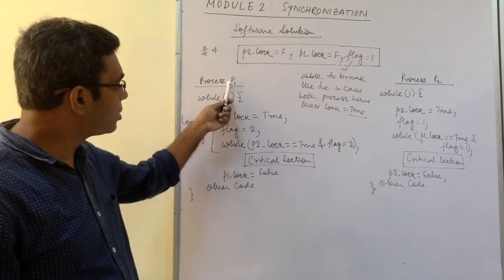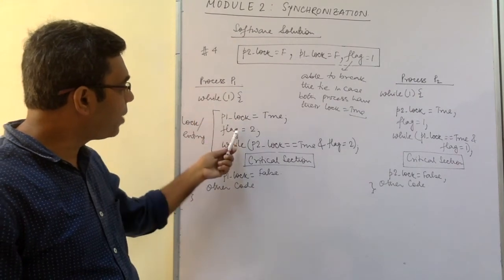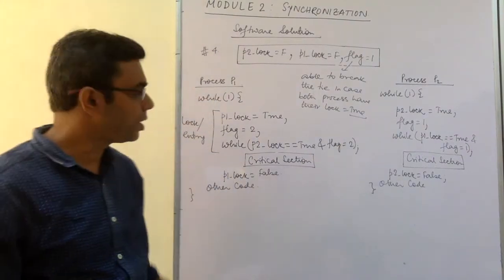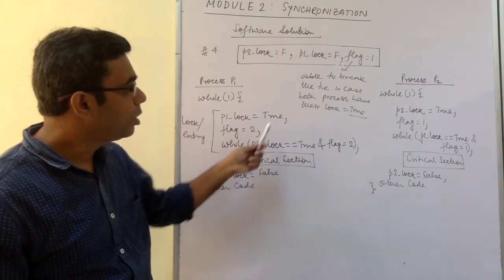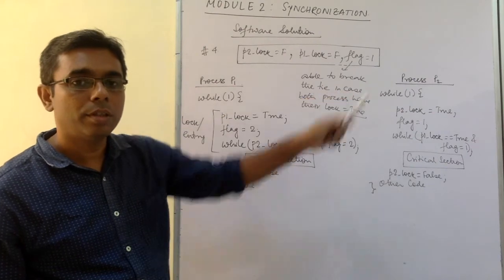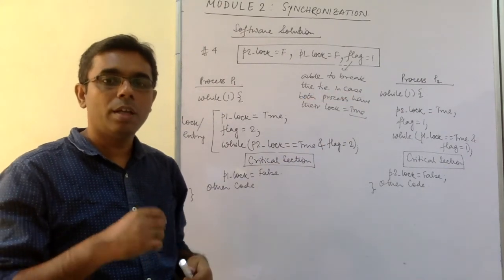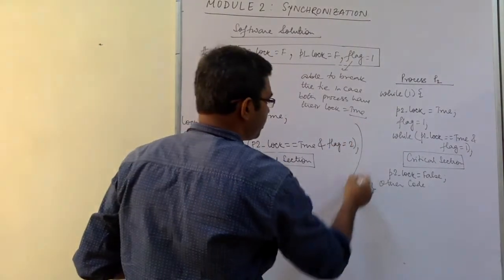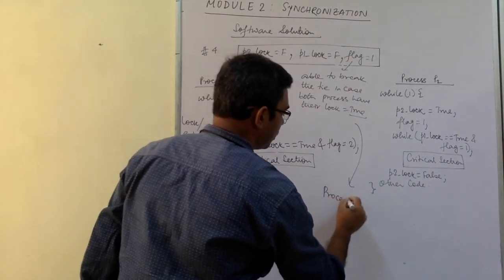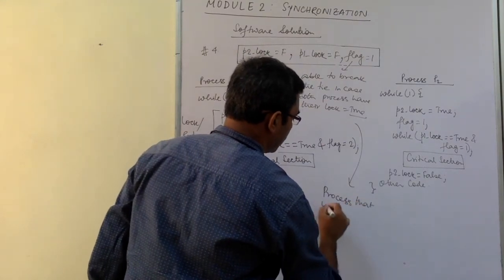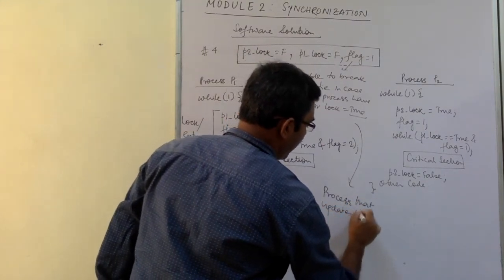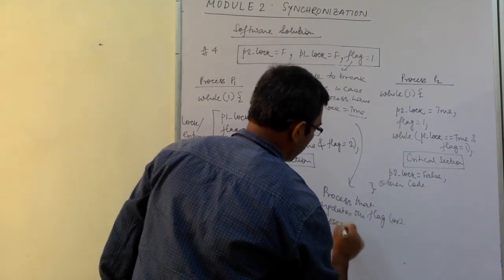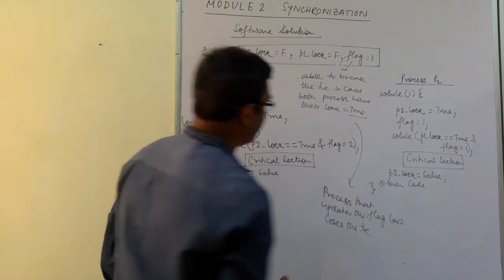Okay? Because it is the one that is updating the value of flag. So if P1 is the one that is updating the flag, it is updating the flag so that it can allow P2 to progress. Because it is updating the flag with the value of 2, that is what P2 needs. So the one who is actually updating the flag last will be losing the turn. Okay? So the process that updates the flag last loses the turn. Let's see.